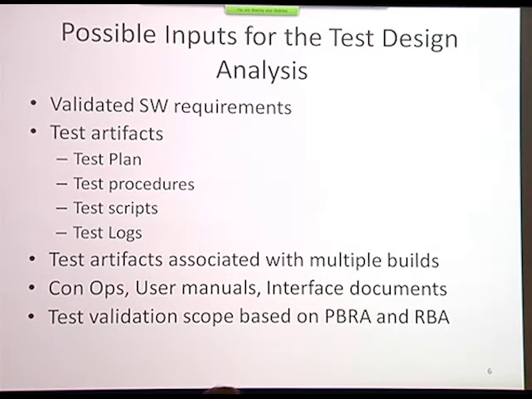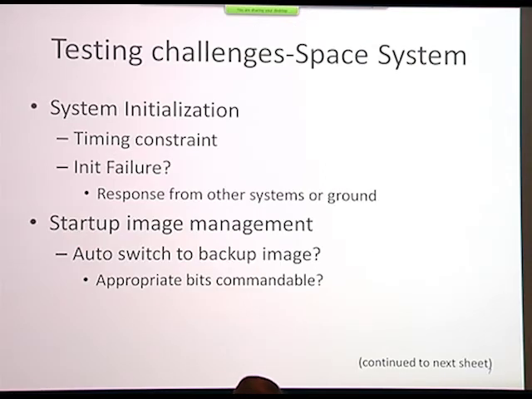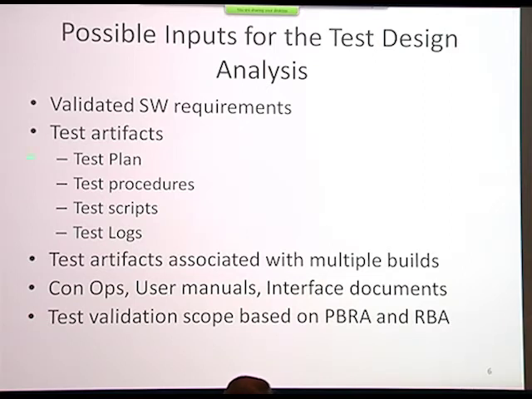So, possible inputs for test design analysis. We are all familiar with them. We usually have access to the test plan. That's the easy part. However, test scripts and test logs are the two that we have access to for a specific project, and then of course test artifacts associated with multiple builds. We can also have ConOps, user manuals, interface documents, and then these two terms basically are to evaluate risk specific to different aspects of the system.